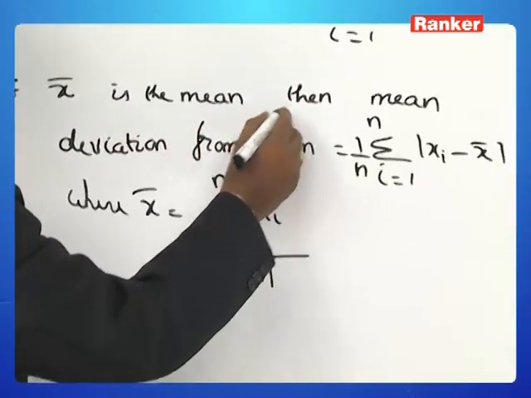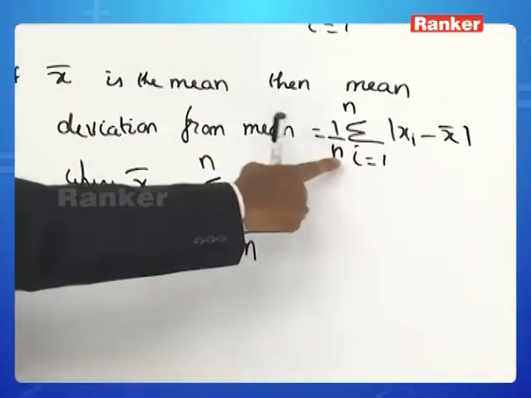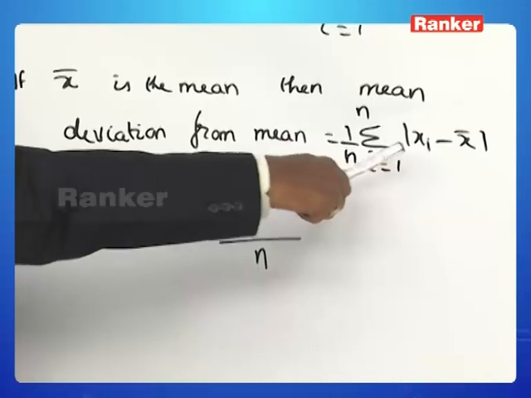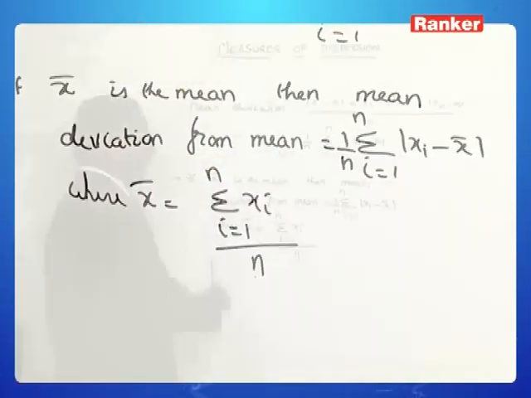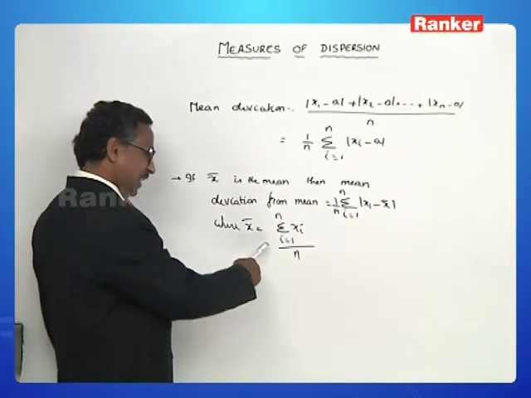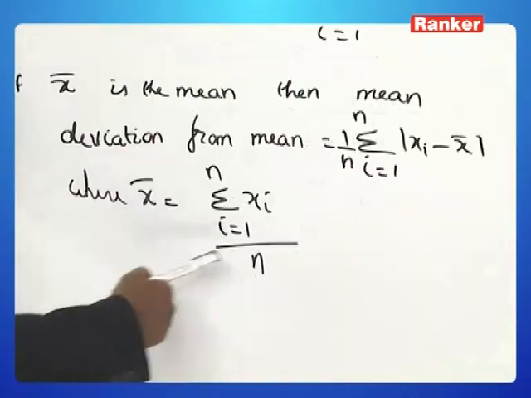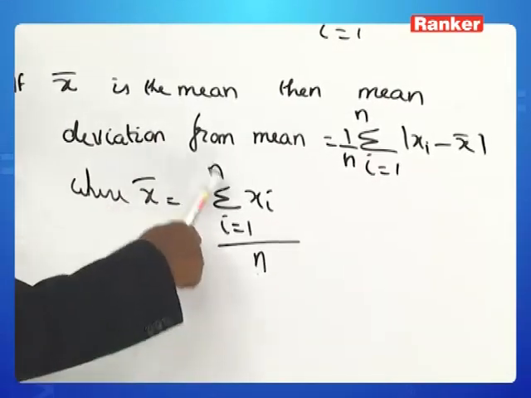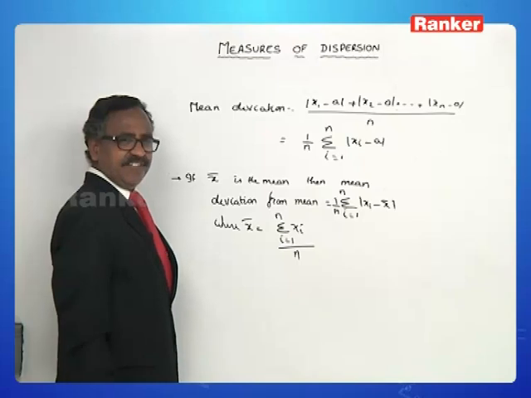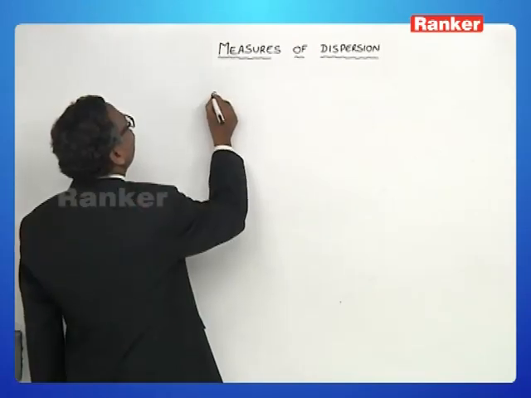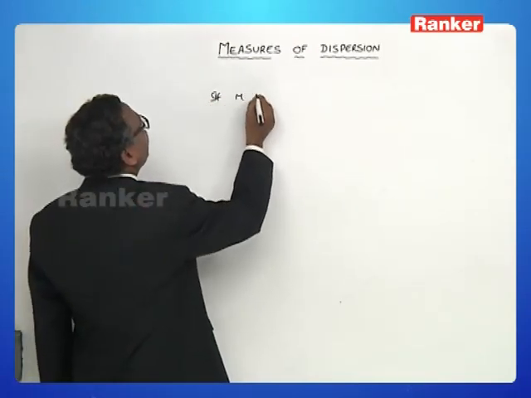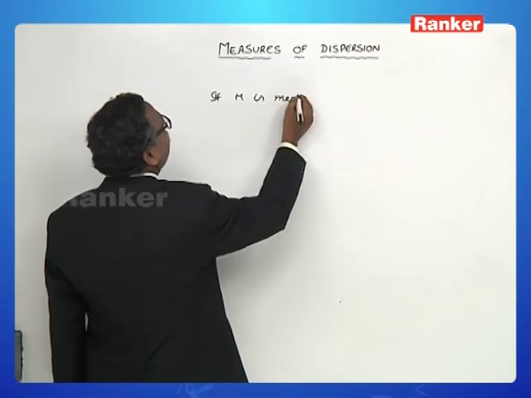This x bar is the mean. Then mean deviation from the mean is given by this formula. Here x bar is given by the arithmetic mean. That arithmetic mean can be calculated by using the formula sigma i runs from 1 to n xi divided by n.